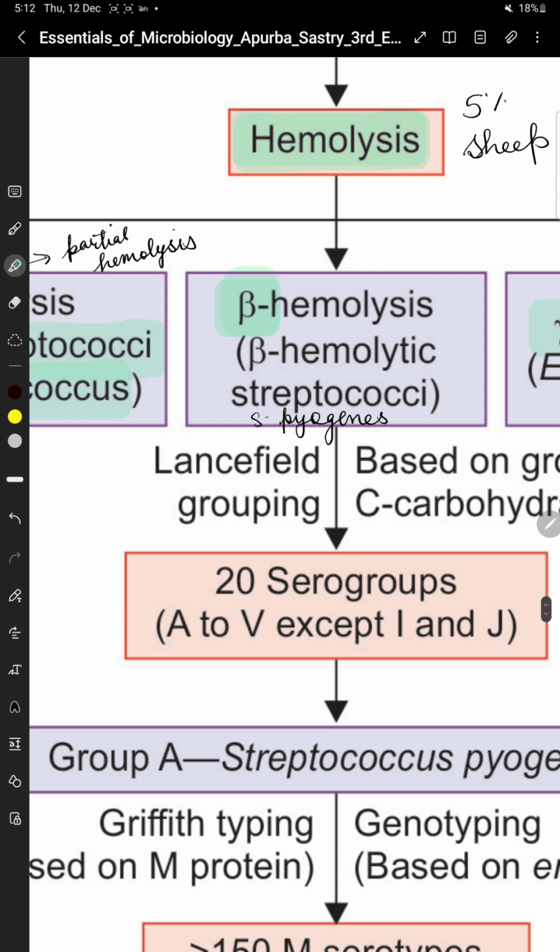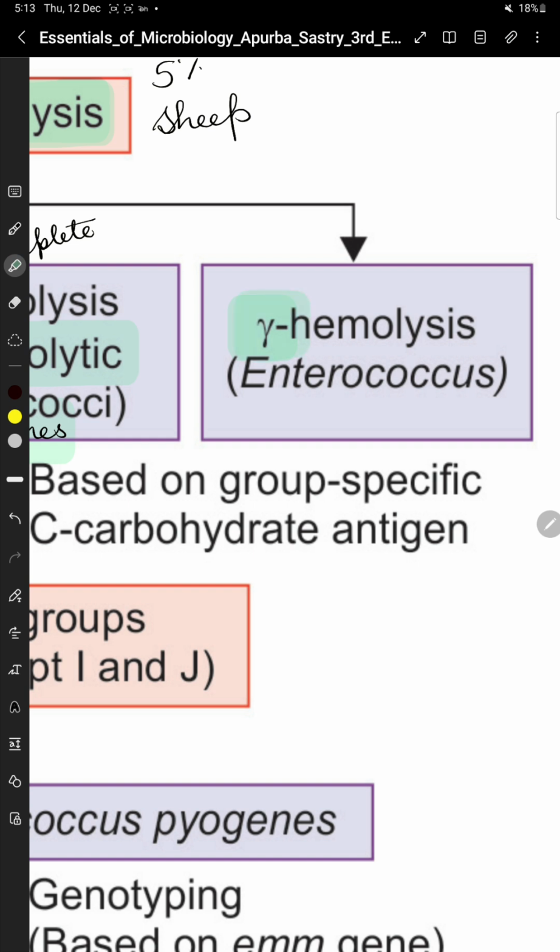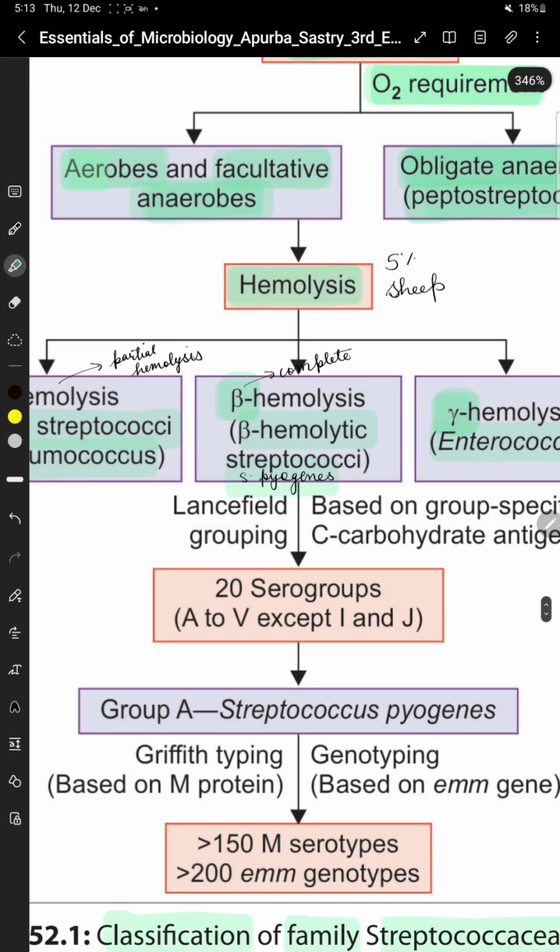Beta hemolysis means complete hemolysis, and they will create a large zone. Example: Streptococcus pyogenes and other beta hemolytic streptococci. Gamma hemolysis means no hemolysis. Okay, so gamma hemolysis is actually a misnomer because there is no hemolysis. An example is enterococcus.